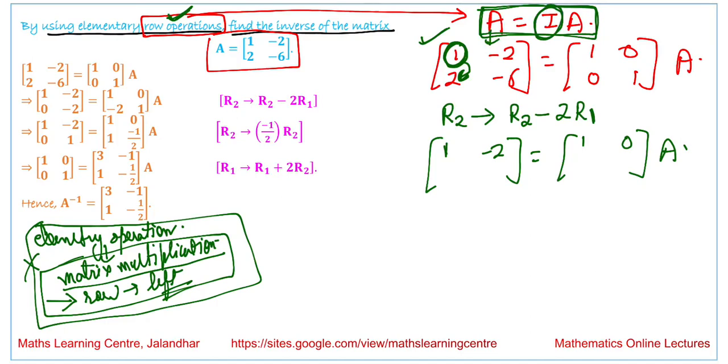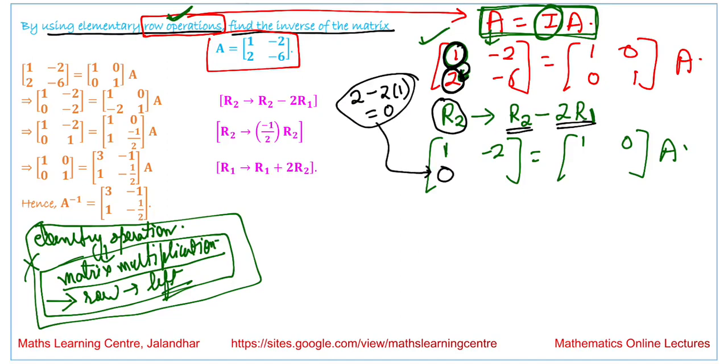So how have we started? We look at this element 1, and with the help of this 1 we are going to make this 2 into 0. This element is 2. We apply row 2 minus 2 times row 1, that is 2 minus 2 times 1, and the answer we obtain is 0. For the second element, with this operation row 2 minus 2 times row 1, it is minus 6 plus 4, which is equal to minus 2.